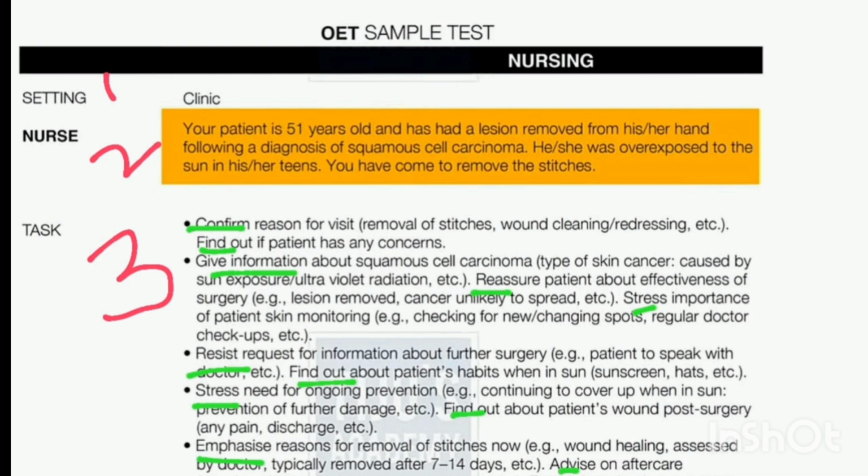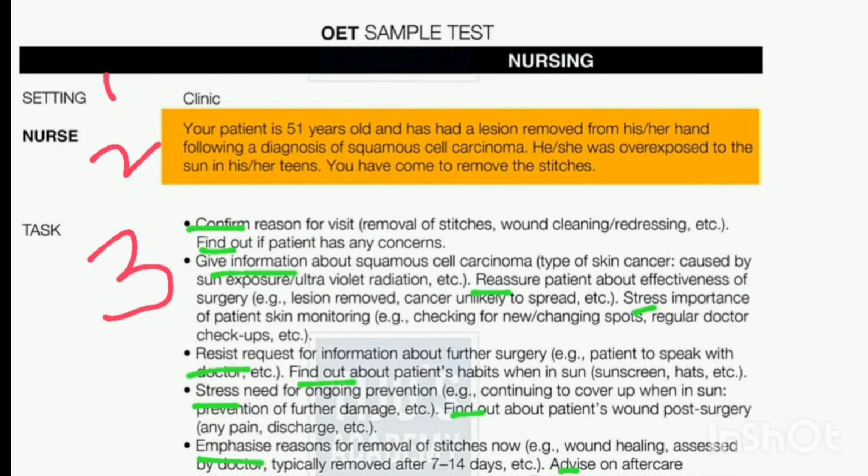Okay, in this bracket they can write patient to speak with doctor. So we can speak like this. And another sentence is find out about the patient's habits when in sun, like sunscreen or hats, etc. So we can construct a question like, could you please tell me about your habits when you are in sun exposure? Like, are you using sunscreen or wearing a hat? Then the patient can reply yes regarding his answer.